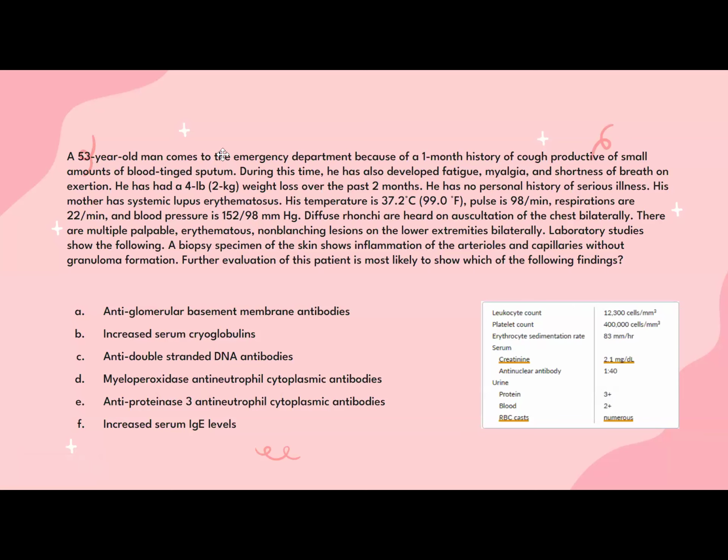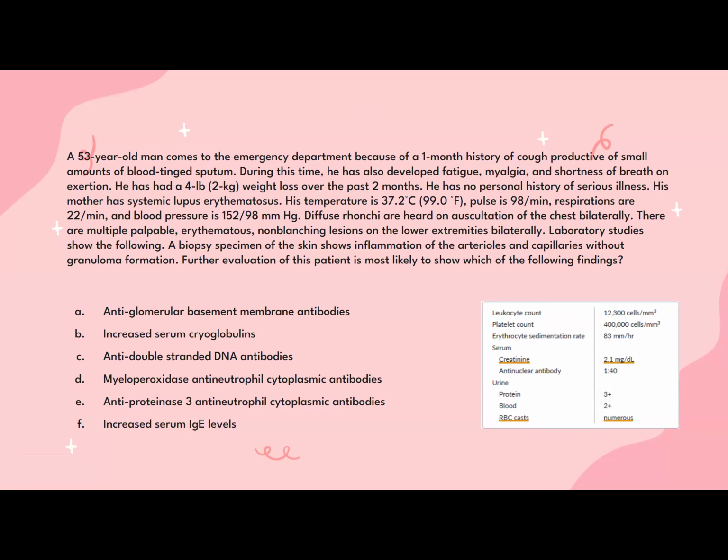A 53-year-old man comes to the emergency department because of a 1-month history of cough, productive of small amounts of blood-tinged sputum. In this time, he developed fatigue, myalgia, shortness of breath on exertion. He's had a 2 kg weight loss over the past 2 months. Whenever they talk about weight loss, our first thought has to be malignancy, right? He has no personal history of serious illness.